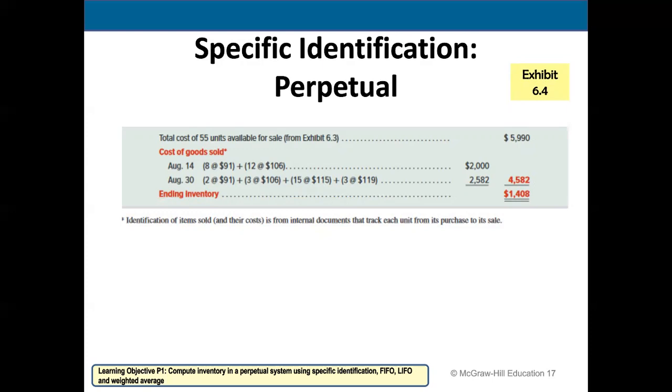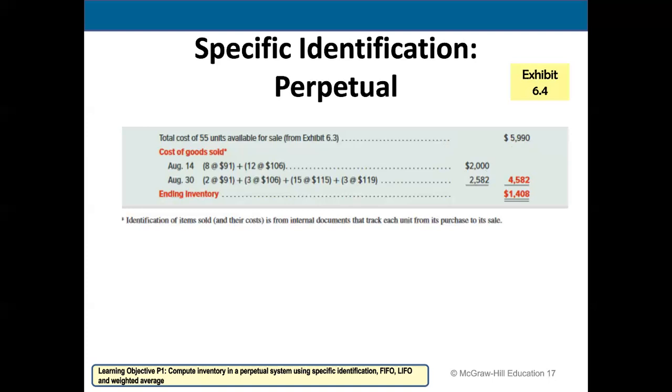And so you can see in the cost of goods sold calculation, they know that they sold 8 that had a cost of 91 on August 14th and 12 that had a cost of 106 on August 14th for a total of $2,000. And then on August 30th, they know they sold 2 that had a cost of 91. So in a problem, you can imagine they're going to have to give you this information, right? If you're doing specific identification, they're going to have to tell you how much the units that you sold cost. That's how you do specific identification. You just multiply the number of units sold times the cost, and that gives you a total cost.